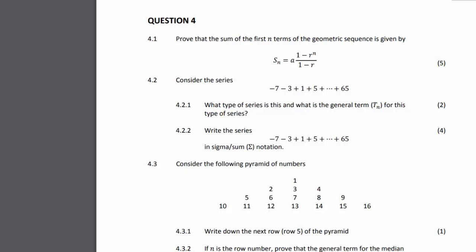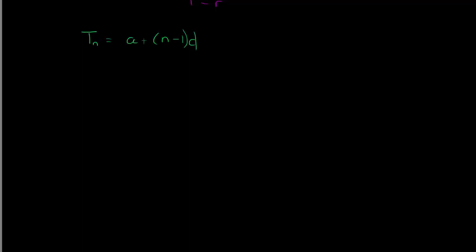Write this series in sigma or sum notation. You couldn't not have known what you should do there. It's a standard routine procedure, although it is a level 3, which makes it complex. So this is what it is: i goes from 1 to n.